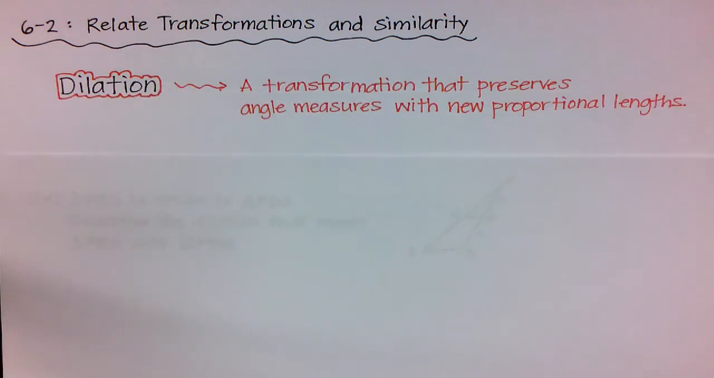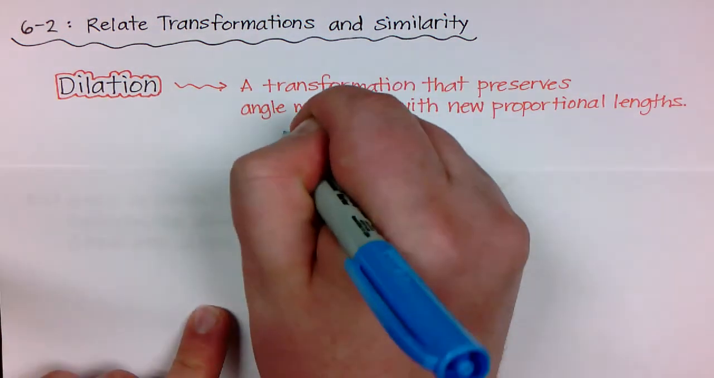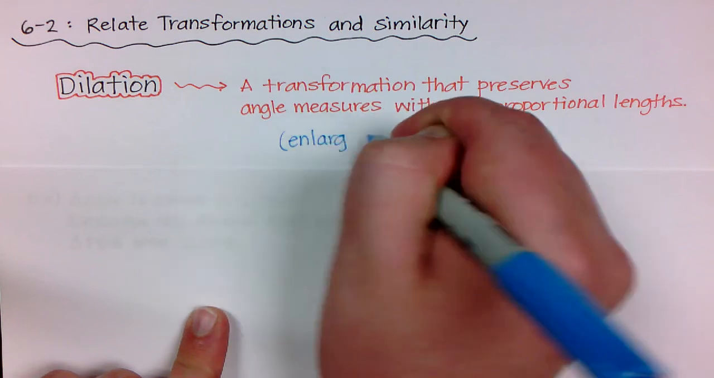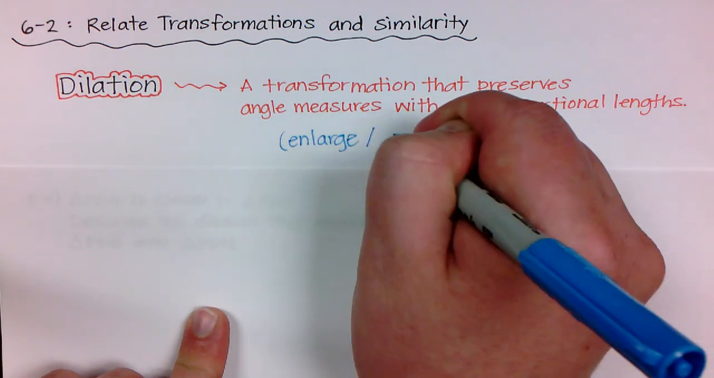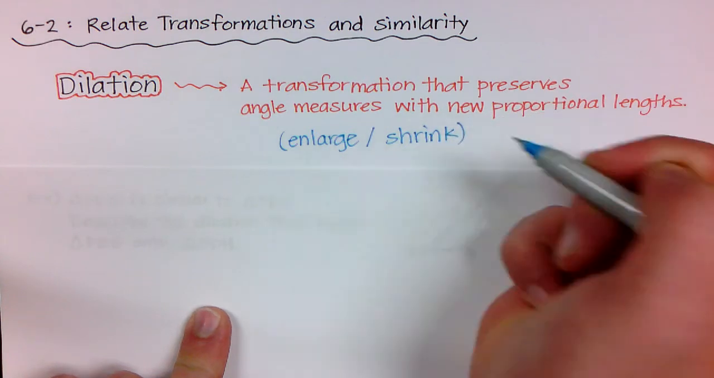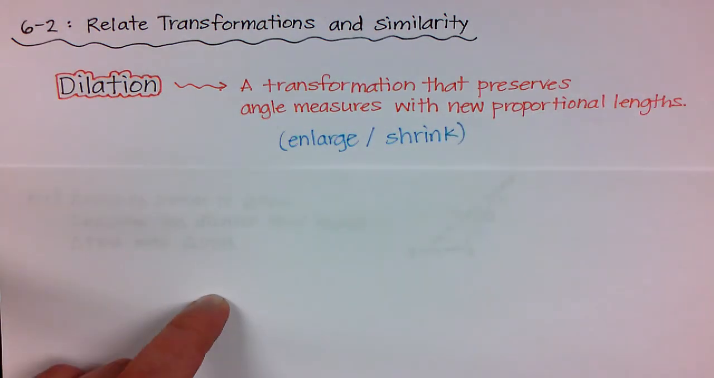And here's what a dilation is. It is a transformation that preserves angle measures with new proportional lengths. So they don't look exactly the same. They look like similar shapes. And so really what you're looking at is an image that is now being enlarged or it has shrunk. So you're going to either enlarge an image or you're going to shrink an image. That's what a dilation is.